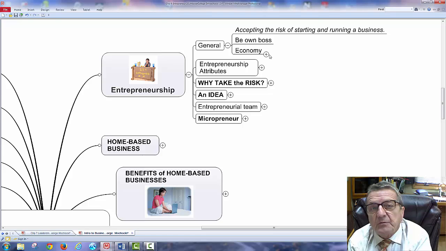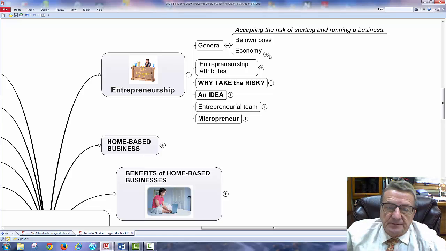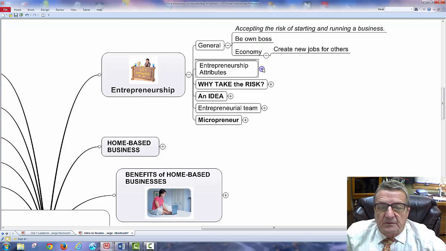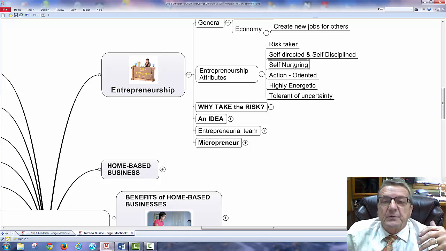So an entrepreneur for a different market, an entrepreneur for a different customer segment. Okay? So, and what attributes? I'm a risk taker, self-directed, and so that's the difference between an entrepreneur and a business. But now, what abilities, what attributes do I need?